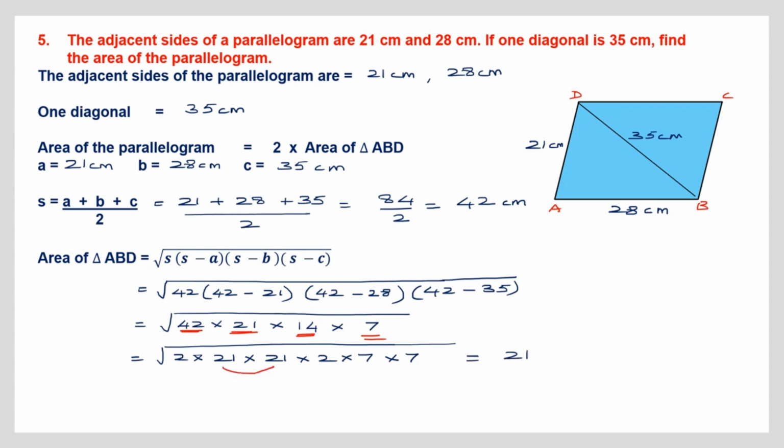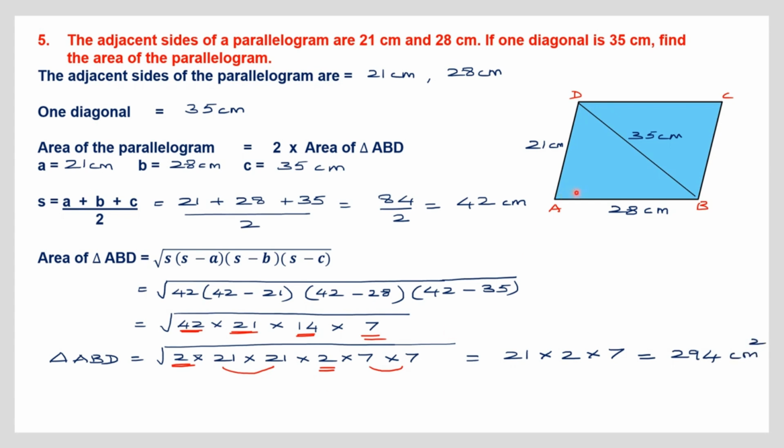Then I have two 2s, one 2 here and one 2 here. I can take just one 2, and I have two 7s here. I can take one 7 from that, into 7. Now when I multiply this, I get 294. Now this is the area of triangle ABD. Triangle ABD, the area is 294 centimeter square.